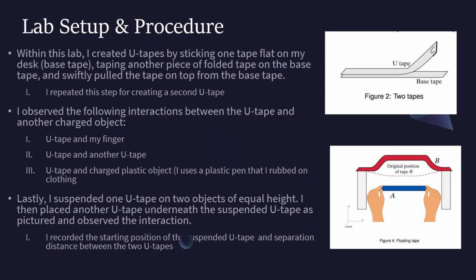Here's the procedure for the lab. I create a U-tip by sticking one tape flat on my desk, taping another piece of folded tape on the base tape, and then quickly pulling the tape off from the base tape. I then observe the following interactions between a U-tip and another object, including my finger, another U-tip, and a charged plastic pen. Lastly, I suspended one U-tip on two objects of equal height, and then placed another U-tip underneath the suspended U-tip and observed the interaction, recording the separation distance between the two U-tips.